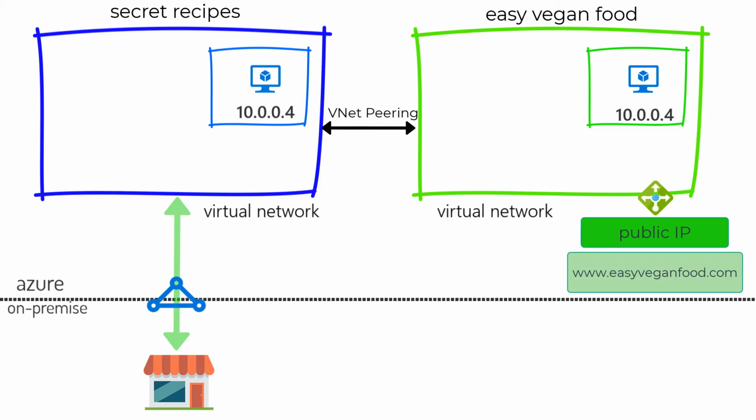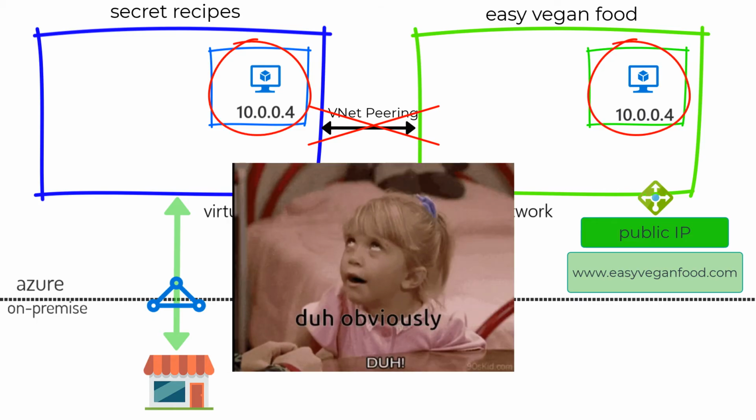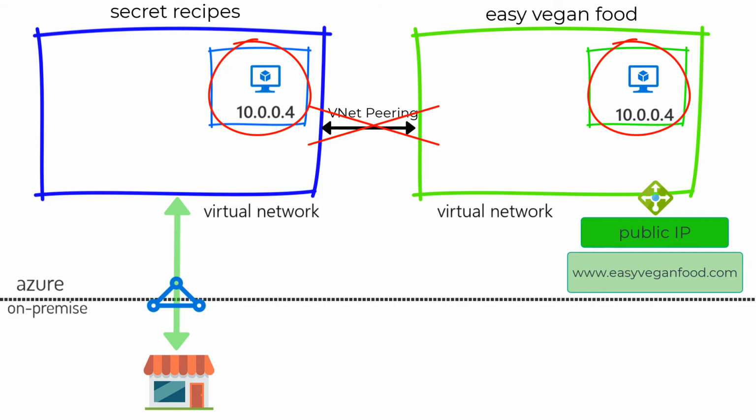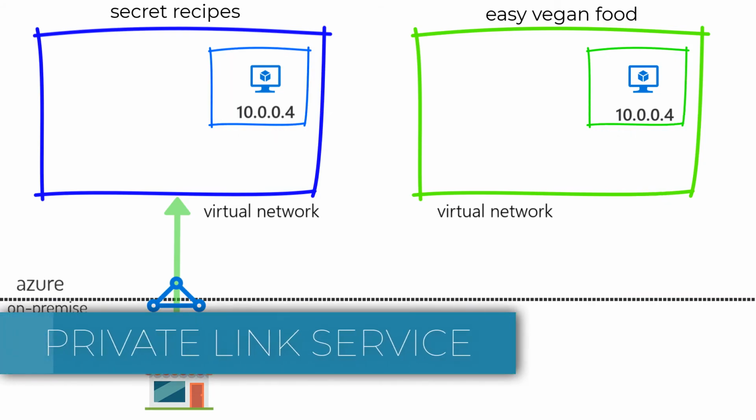since they were both in Azure. But obviously, that wouldn't work because of the overlapping IP addresses. So how do we solve this? Let's explore private link service.